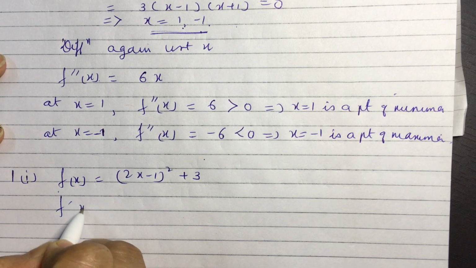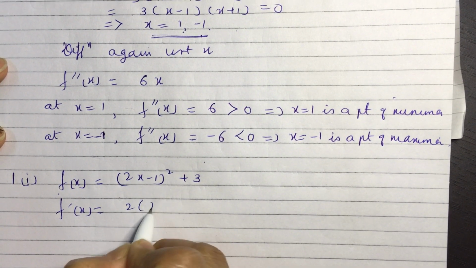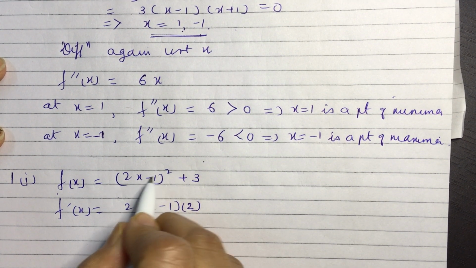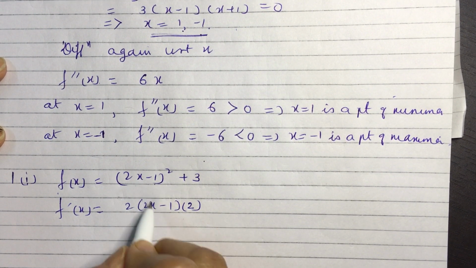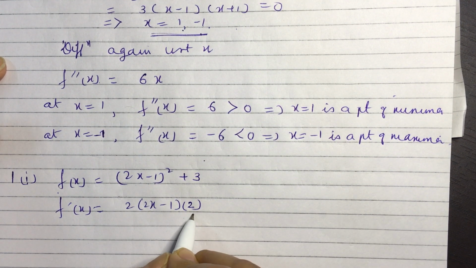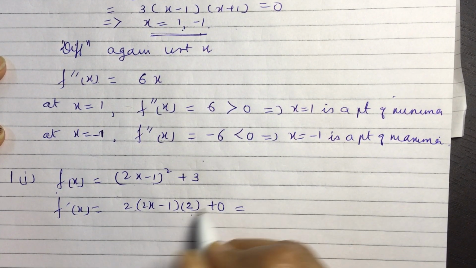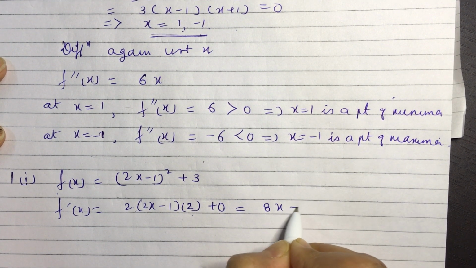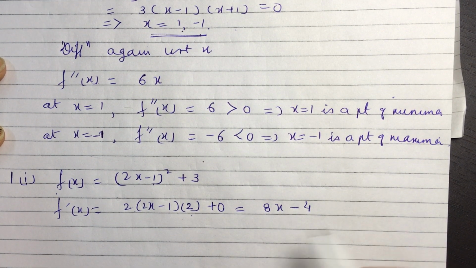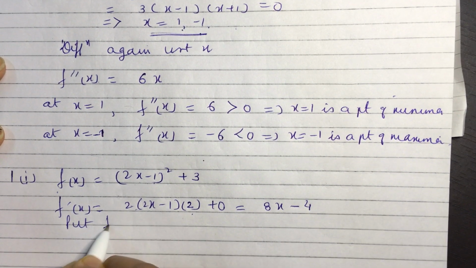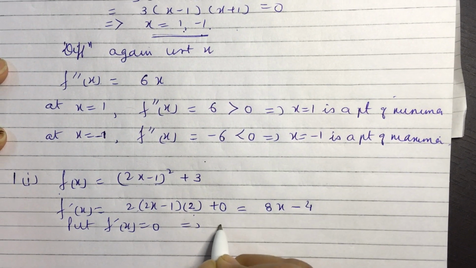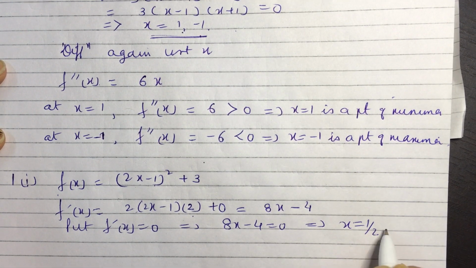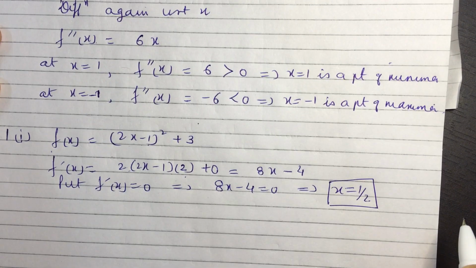So first of all we find the derivative. You get 2 times (2x minus 1) into derivative of (2x minus 1), because we apply chain rule. The derivative of 2x minus 1 is 2 plus 0, which is equal to 4 into 2, that is 8x minus 4. So put f'(x) equal to 0, this gives us 8x minus 4 equal to 0, which gives us x equal to half as the critical point.